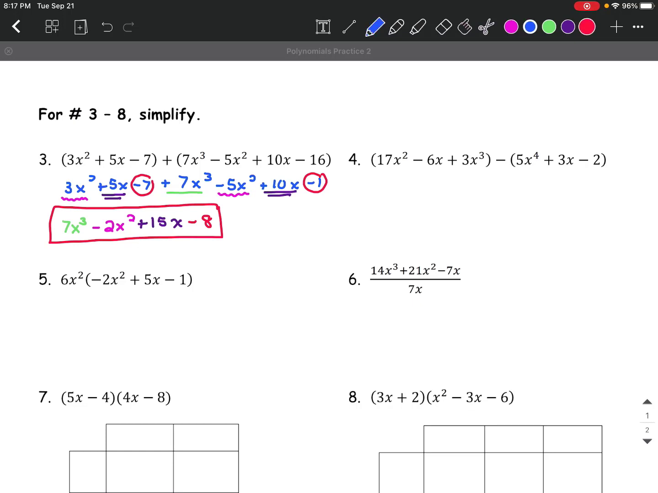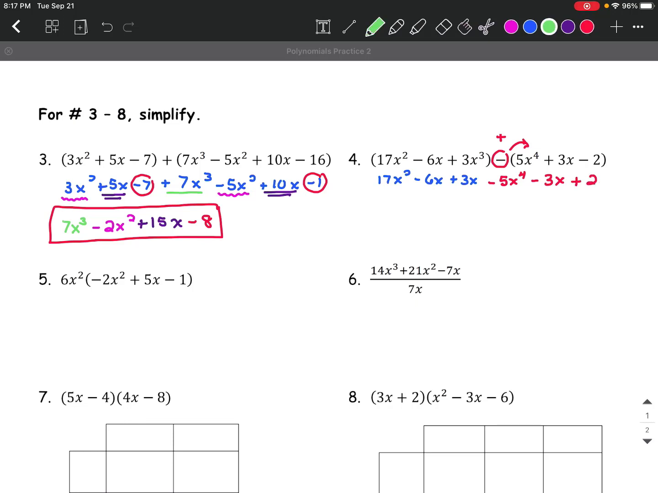Now number 4 has subtraction. That means we keep the first part, but we're going to change this negative to addition and change every sign behind it. So it's going to be plus a negative 5x to the 4th minus 3x plus 2.